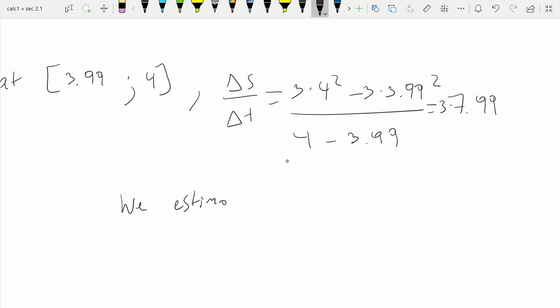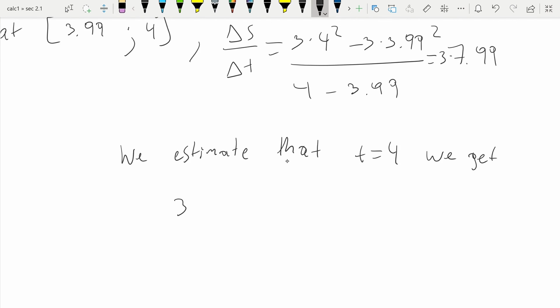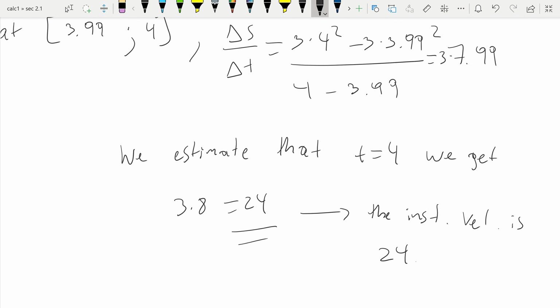Then we estimate that as we approach t equals 4, we get 3 times 8, which is 24. So the instantaneous velocity is 24.